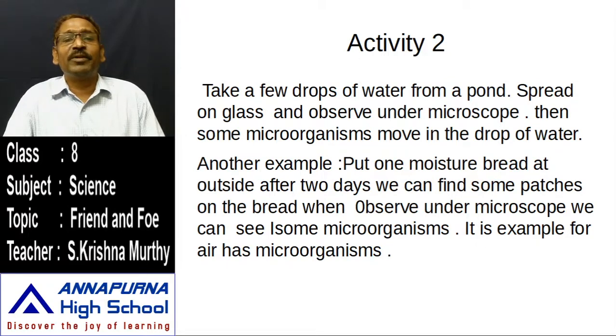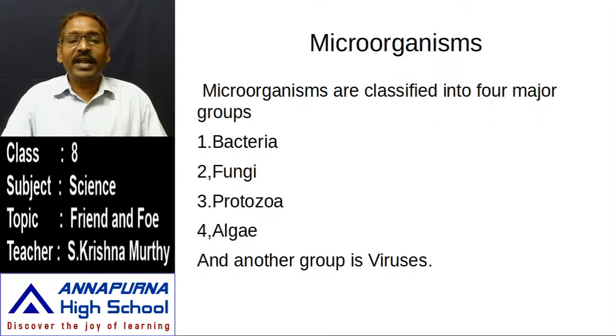Through the first experiment we found microorganisms in the soil, in the second experiment we found microorganisms in the water, and in the third experiment we found microorganisms in the vegetables, pickle and bread. So what are the different kinds of microorganisms? The different kinds of microorganisms are bacteria, fungi, protozoa, algae and other kinds of microorganisms. Let us discuss that.